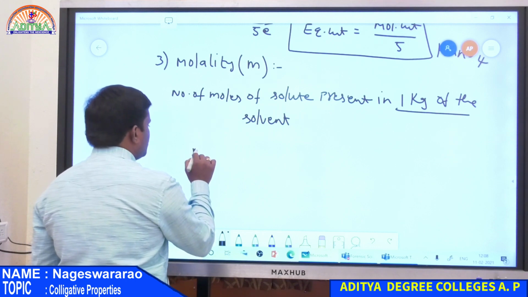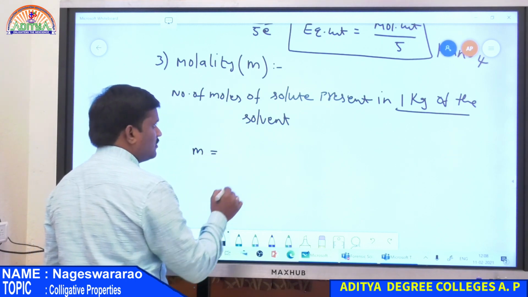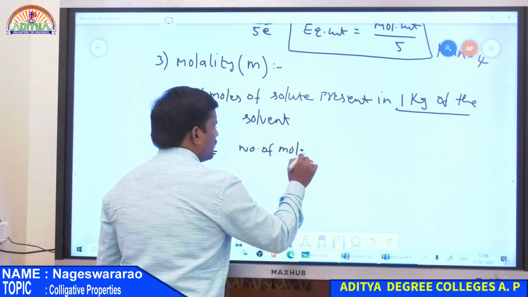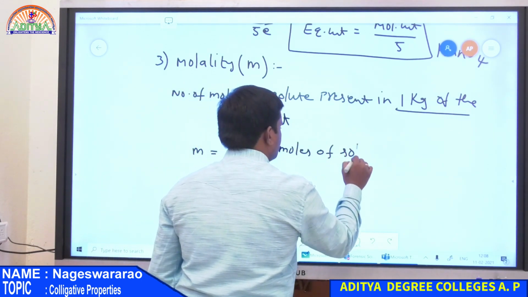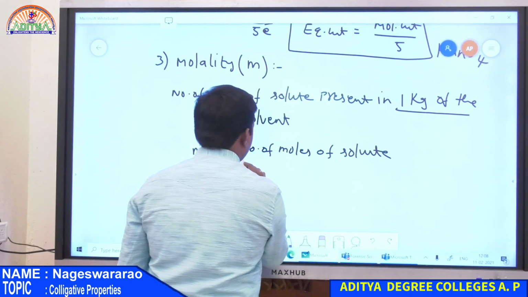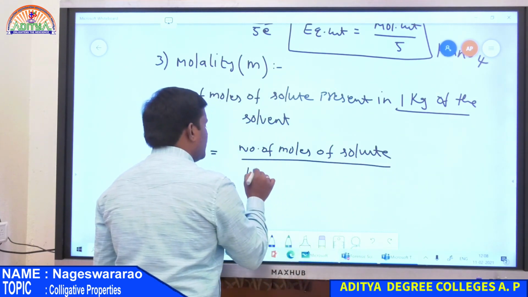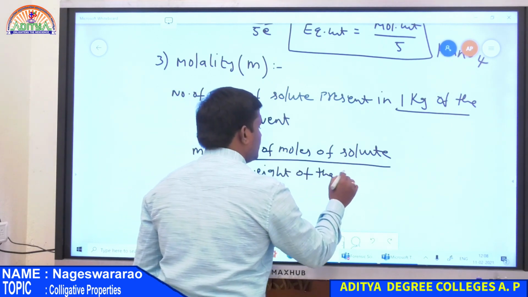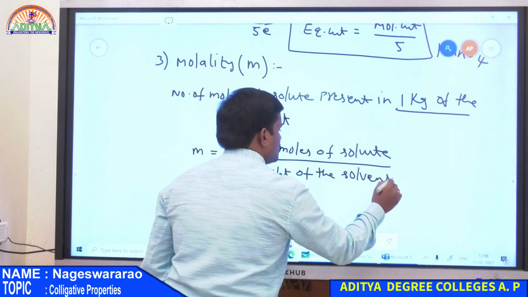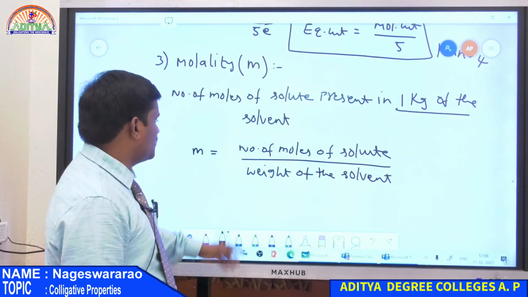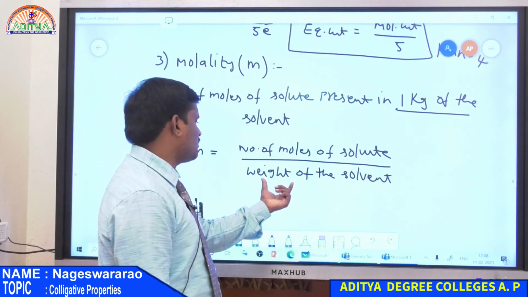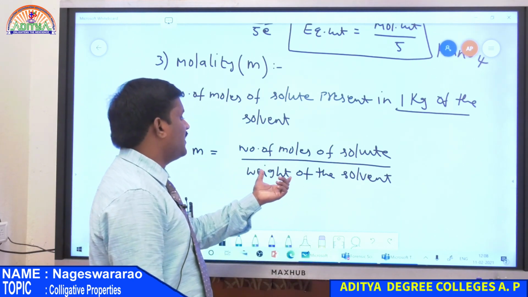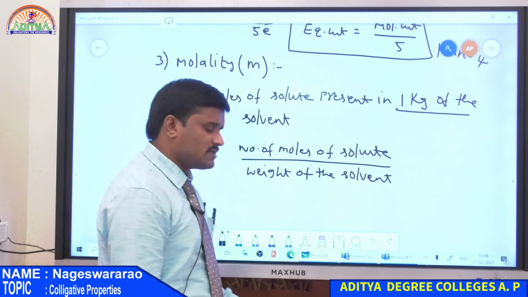Therefore, small m, molality, is equal to the number of moles of solute divided by the weight of the solvent. So this is the formula for molality. In the case of molarity, the denominator term is the volume of the solution, whereas here we consider the weight of the solvent in kgs.